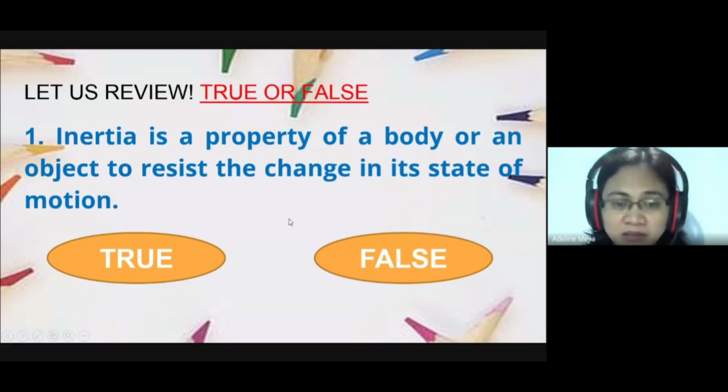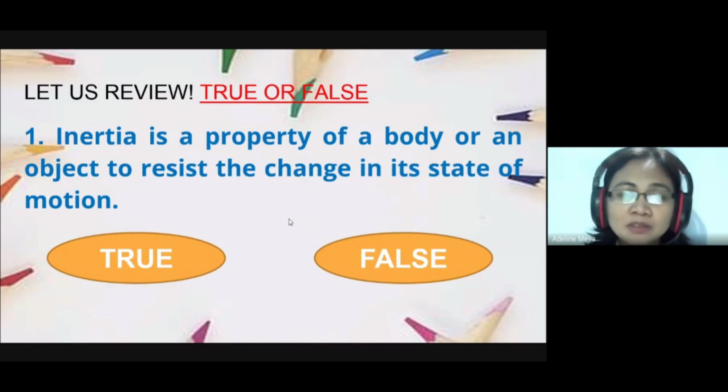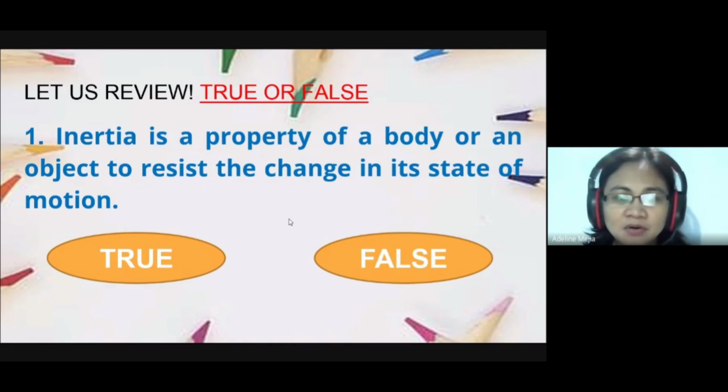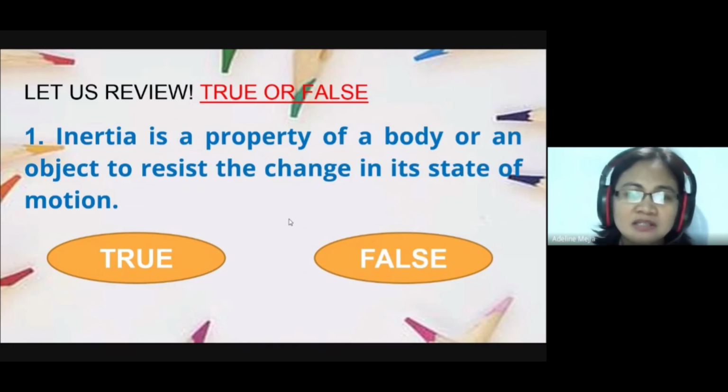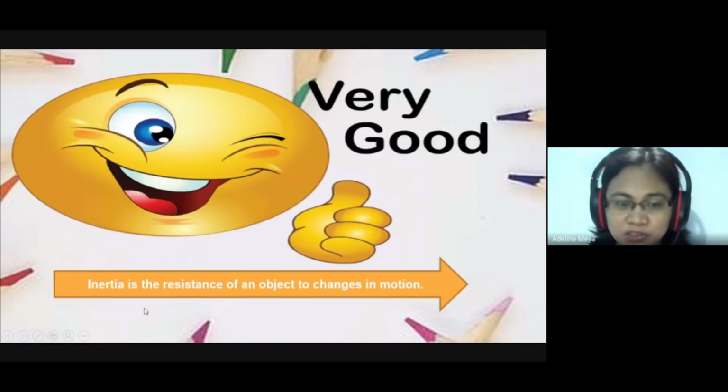But before we proceed with our new topic, let us have a review of Newton's first law of motion. Now you will choose whether the given statement is true or false. For the first one, inertia is a property of a body or an object to resist the change in its state of motion. Is it true or false? Let's check if your answer true is correct. Very good, because inertia is the resistance of an object to changes in motion.